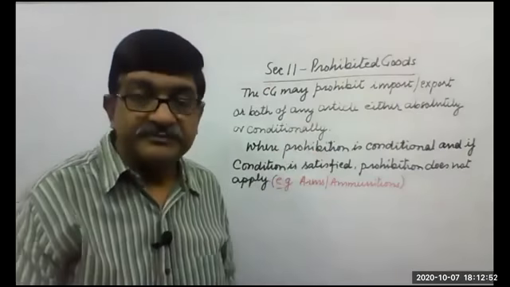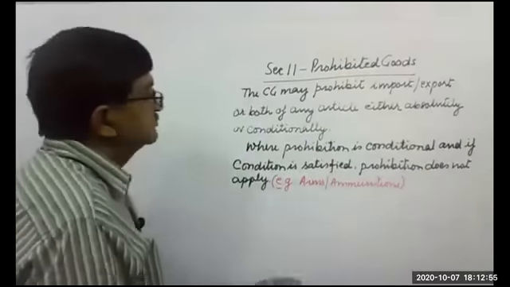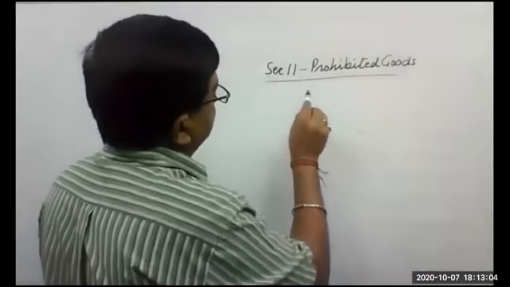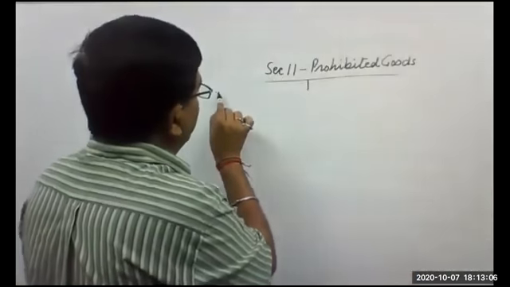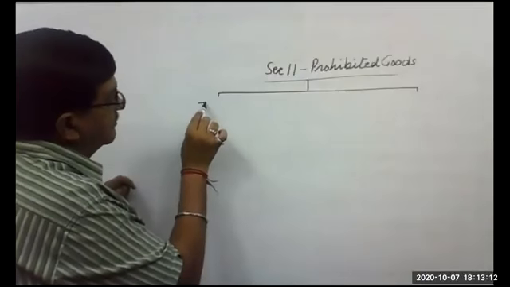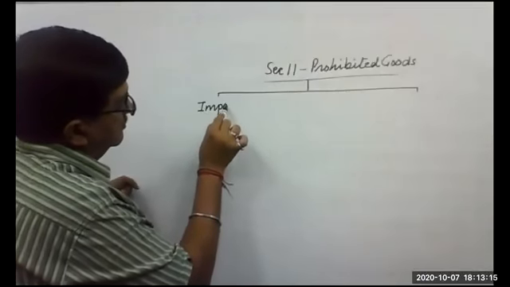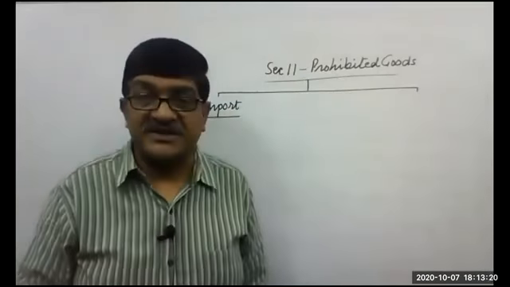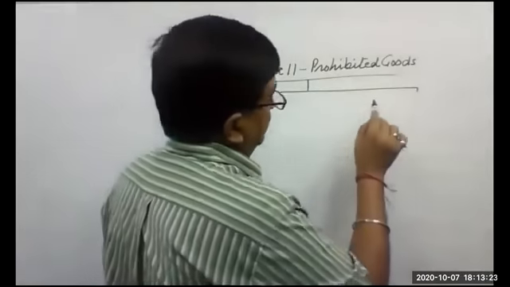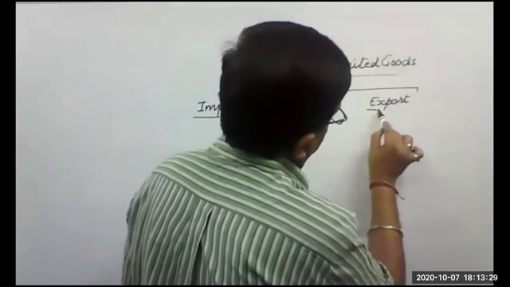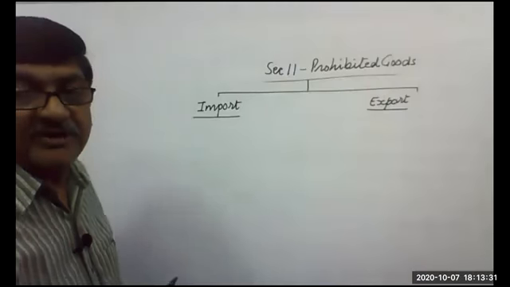Is this part clear? Clear, sir. Now, some examples of why import should be prohibited and why export should be prohibited. Only examples. There is a long list in the section, but I want you to understand. Why should import be prohibited?